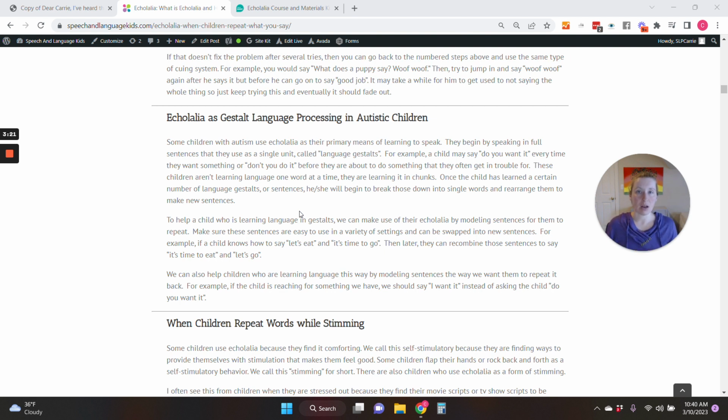So if you have modeled things like "Let's eat" and "It's time to go," then when that child gets to the next level, they'll be able to recombine those language units to make new sentences like "It's time to eat" and "Let's go." So that is generally how therapy looks for this. We are going to model things that we want the child to repeat that can then be easily rearranged and broken down to create new utterances.